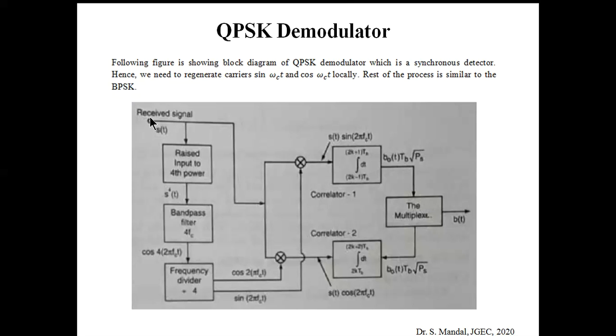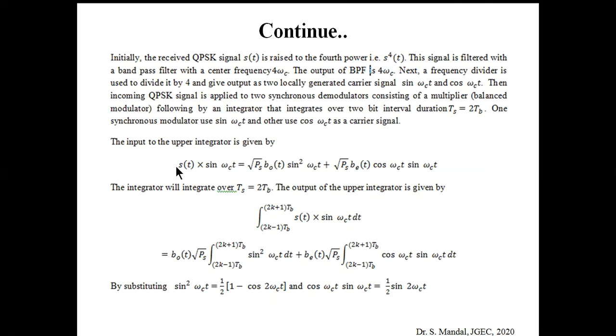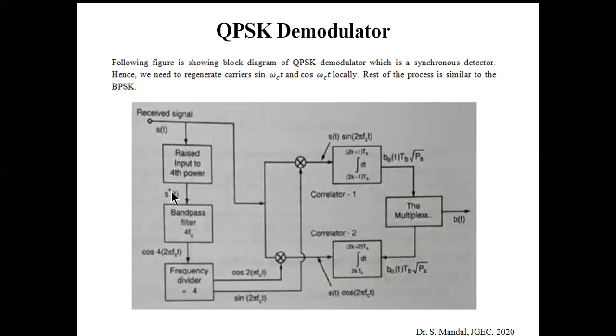Now here you can see that this is the received signal, denoted by s(t). This signal is applied to a nonlinear block where the signal is raised to the fourth power. That means the output of this block is s(t) to the power 4, which consists of different frequency components: 4 omega c, 2 omega c, omega c, like this. Next we need to use a band pass filter.